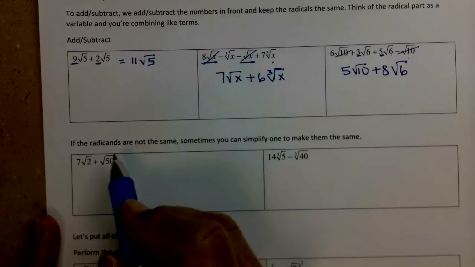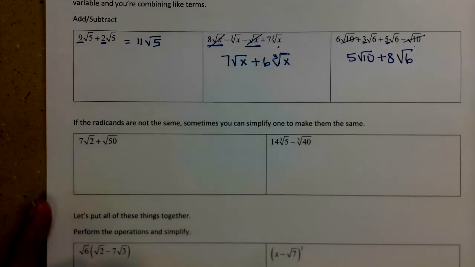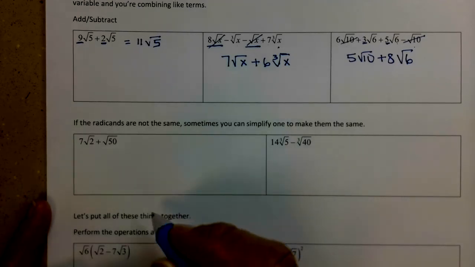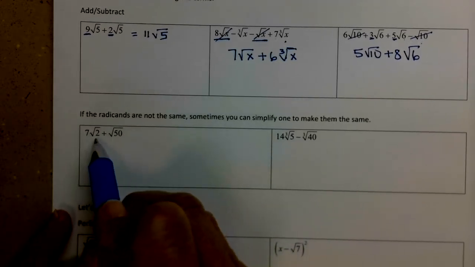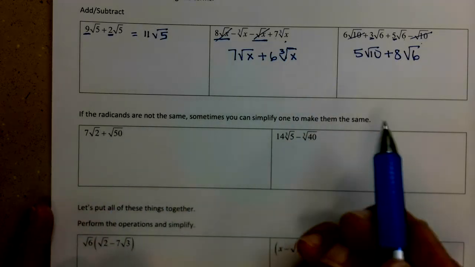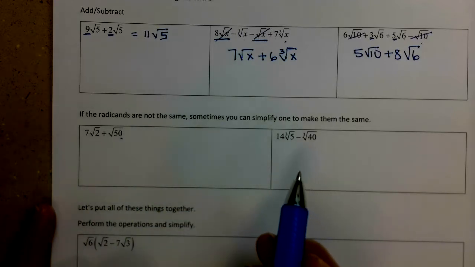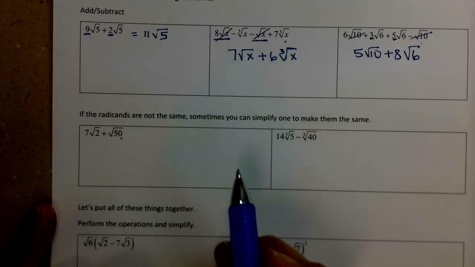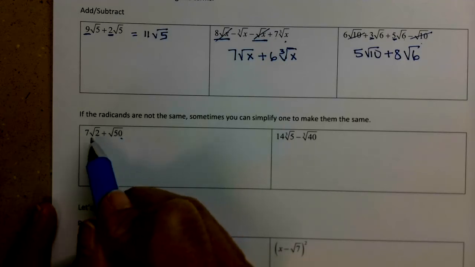Now if the radicands are not the same and you're in a math class, sometimes what you can do is a little manipulating on the radicand to make them the same. We're going to be looking for some clues to help us along. For instance, 7 times the square root of 2 plus the square root of 50. Well, they have the same index. They're both square roots. That's good. But this one's a 2 and that one's a 50. They can't add like they are. However, if we simplify that second one, then I think we'll get something that we can add.